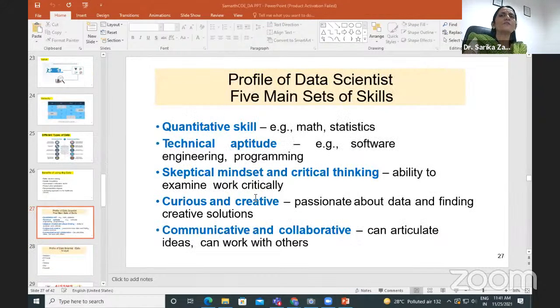Now, coming to my last slide, the profile of a data scientist. What I found is that these are the 5 main parameters that every person should have who is interested in becoming a data scientist.